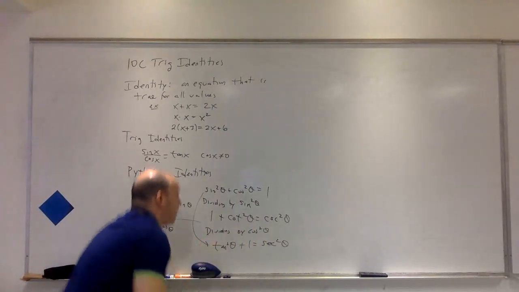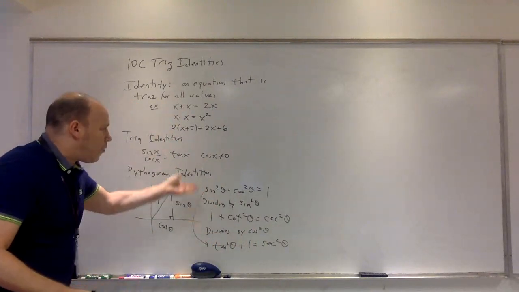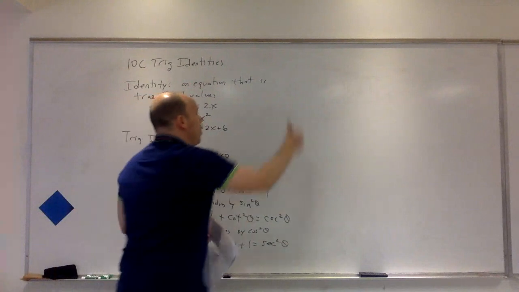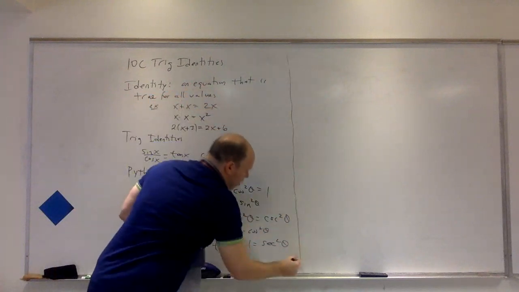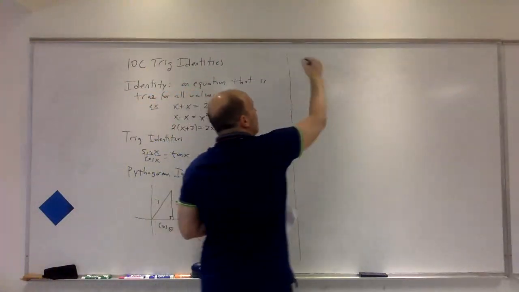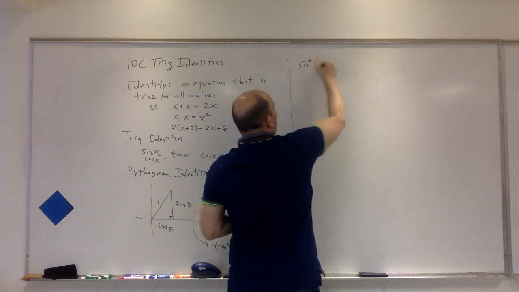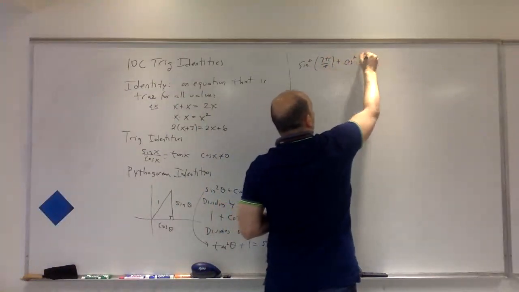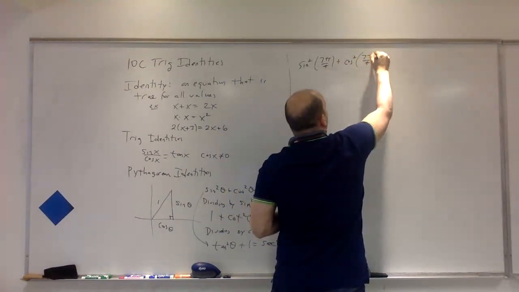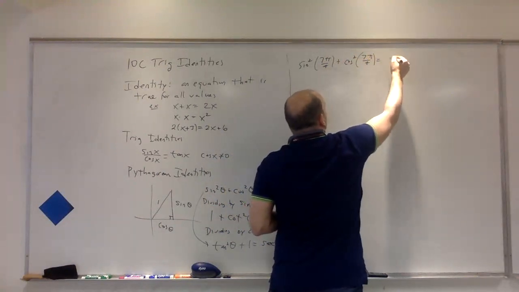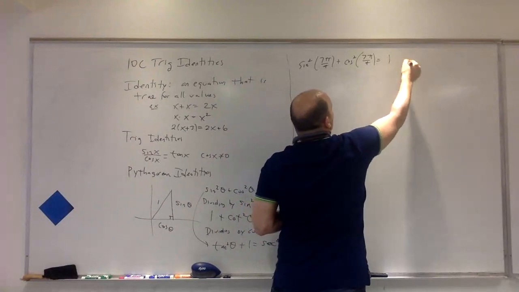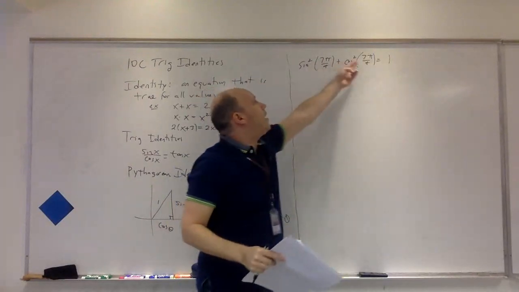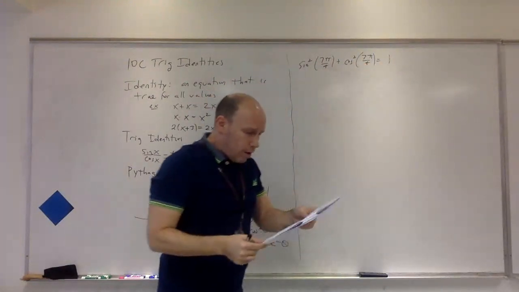Once again, these are identities. They work for all the values. So the sine squared of 7 pi over 4 plus cosine squared of 7 pi over 4 equals 1, because this is an identity. This always equals 1.